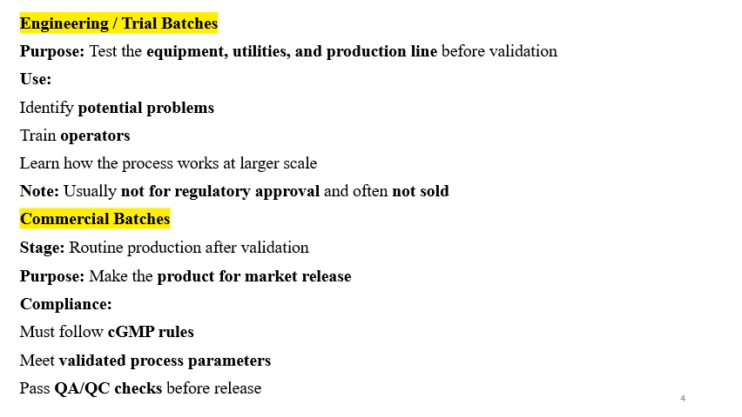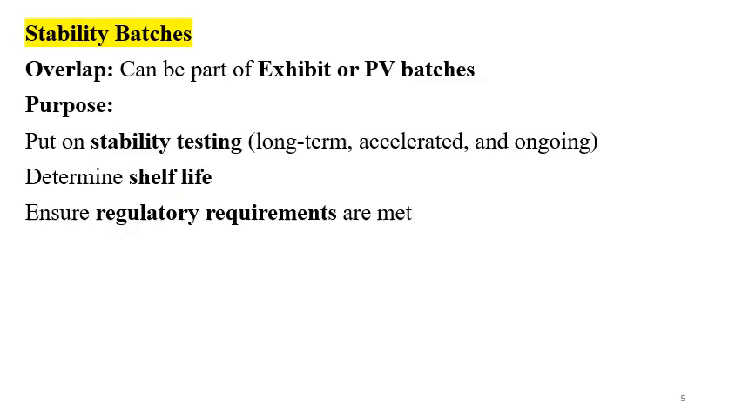So these are the routine production batches, manufacturing scale batches, which are directly sent to the market. So it is routine production after validation. Purpose is to make the product for market release. And these batches are required to comply with all the GMP requirements, rules, and meet the validated process parameters which are developed in the scale up, exhibit, and validation batches. These are required to pass all the QA/QC checks, and these are released into the market.